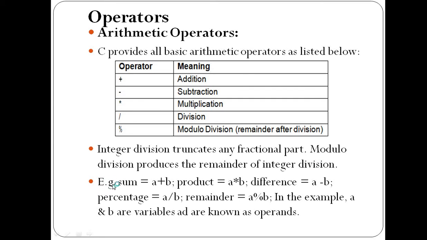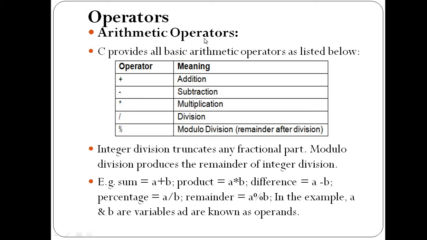Take an example for the arithmetic operators: sum is equal to a plus b; product, that is multiplication, a into b; difference, that is subtraction, a minus b; division, a divided by b; and remainder, a modulo b. In all these examples, a and b are variables known as operands. An operand is nothing but a variable where we store values. Some operators work on two operands and some operators use only one operand.